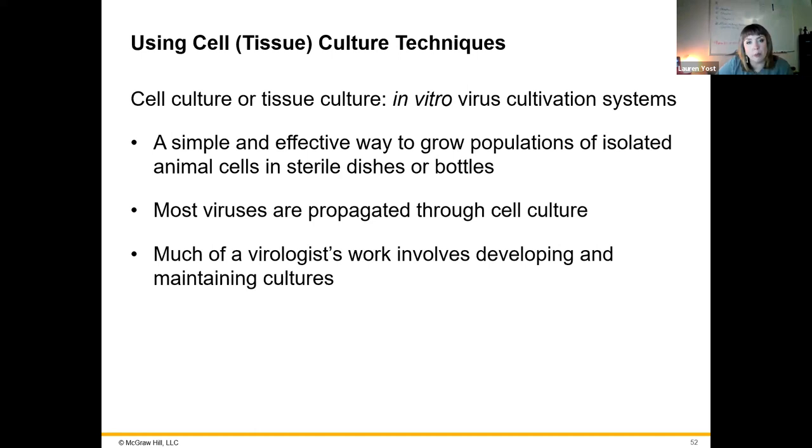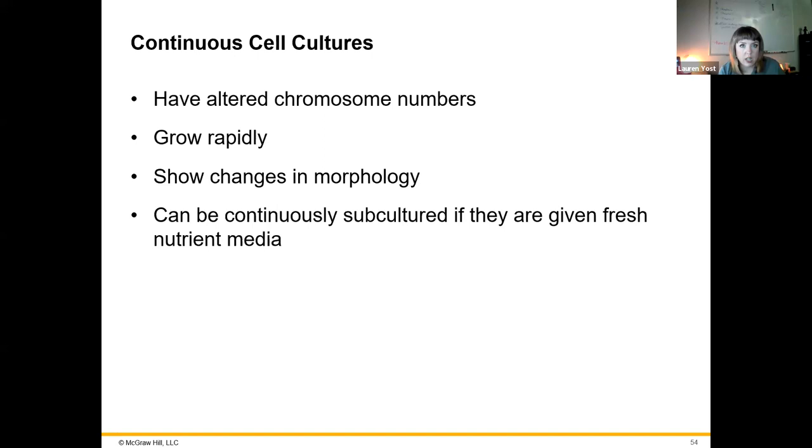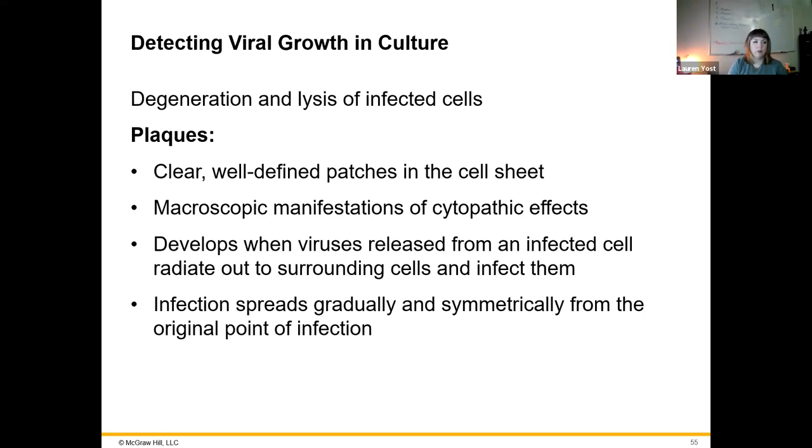We can propagate these cells indefinitely. They are immortalized, literally. They're essentially cancer, but they allow us to grow things like viruses and study them without having to kill anything. And it's much, much easier to deal with that than it is with animals. So very useful, cell culture, very, very useful. Maintaining them, yes, very labor intensive, but better than animals. All right, primary cultures. This is essentially like you took it fresh from an organism, often from an organ, and creating those cells to grow your culture in. But then we have those continuous cell cultures that are immortalized somehow, typically have abnormal chromosome numbers. They grow fast. They don't behave like the normal version of those cells do, and that sort of stuff. But they'll grow essentially forever.